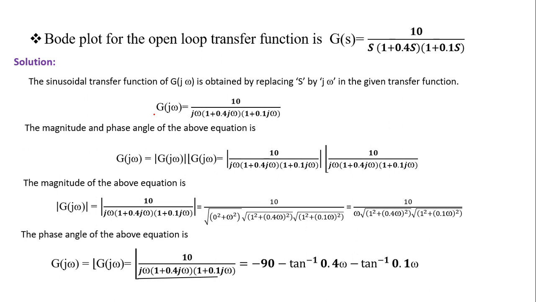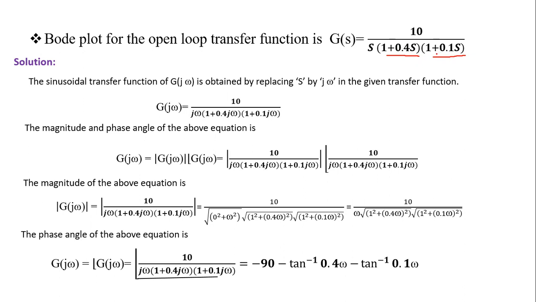Coming to the first step in the Bode plot, we need to cross check whether the given transfer function is in Bode form or time constant form. That means 1 plus sT form, where T is called the time constant. We need to cross check whether the given transfer function is in 1 plus sT form or not. If we observe our transfer function, it is already in Bode form, time constant form. So this 0.4 and 0.1 are called the time constants. So it is already in time constant form.